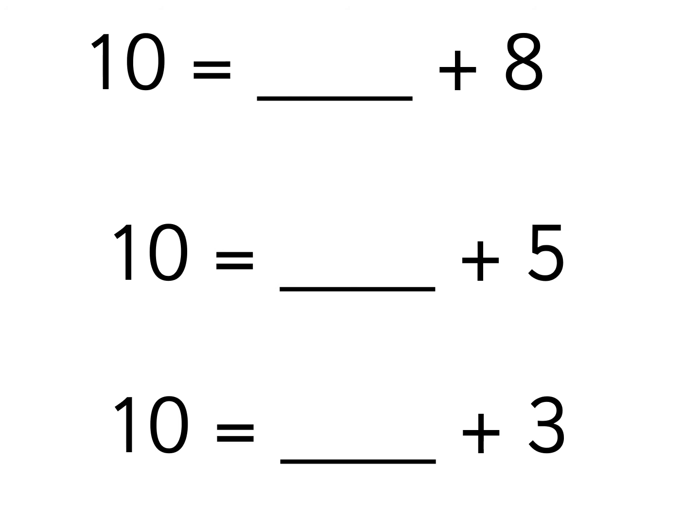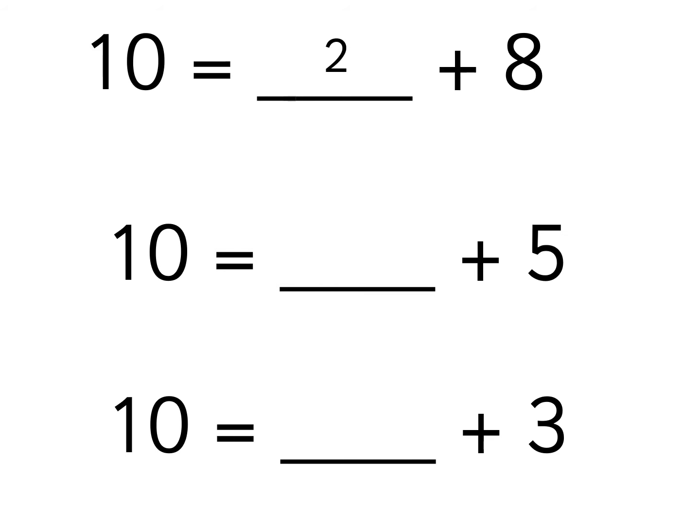So again, we've got our number bond here with 1 missing. So I'm going to read it out and you can shout out the answer. 10 equals something, add 8. Well done if you said 2. 2 and 8 makes 10.